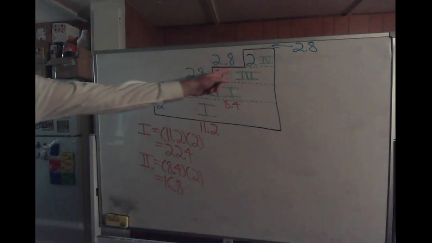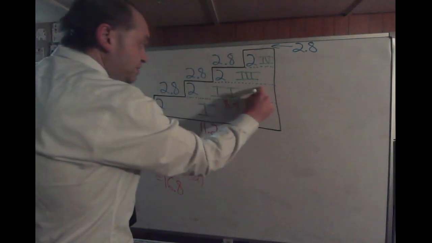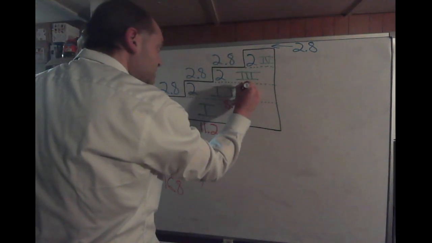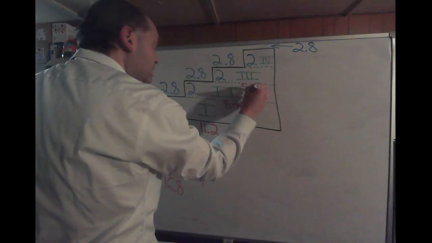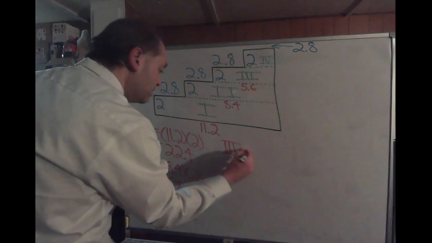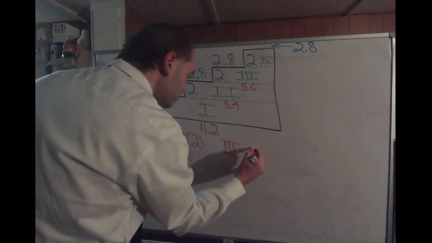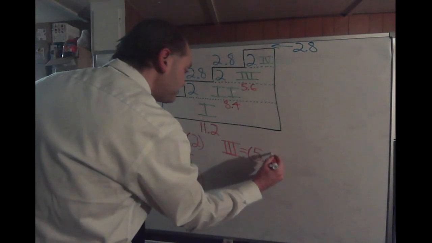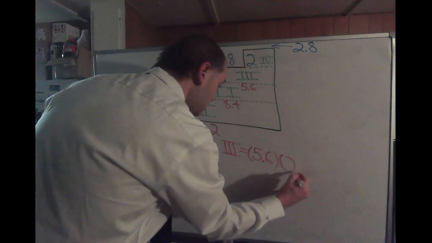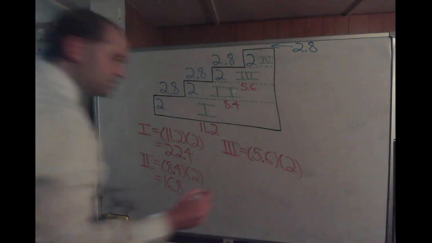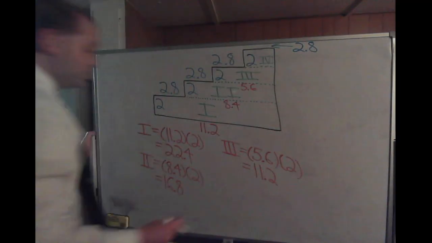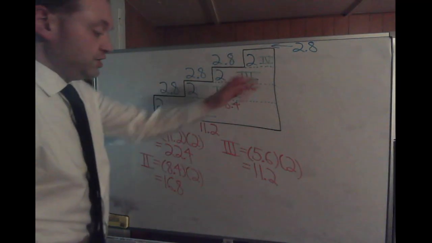So what about region 3? Well, to find this base, you're just going to take 2.8 times 2, which I can tell you is 5.6. So now we can proceed to find the area of region 3, which is going to be equal to the length of the base, which is 5.6, times your height of 2, which what is 5.6 times 2? That's 11.2. So the area of region 3 is going to be 11.2.